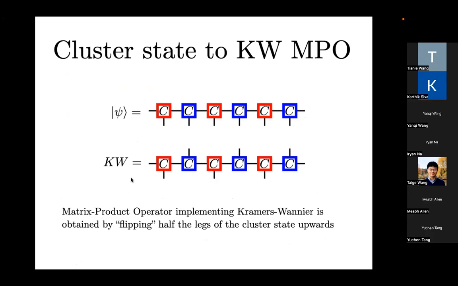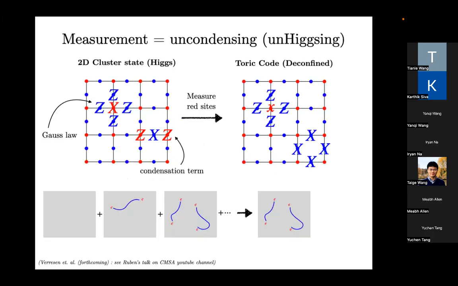So that's how the cluster state is actually secretly related to Kramers-Wannier, because the cluster state satisfies ZXZ equals 1, and by flipping half the legs up, X goes to ZZ. So there's a very deep relation between these 2 matrix product operators. And the second one is a somewhat more gauge theory type of view. What I want to say is that the cluster state actually secretly realizes the Higgs phase.